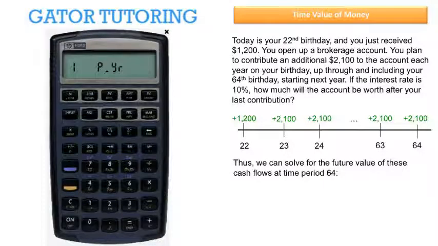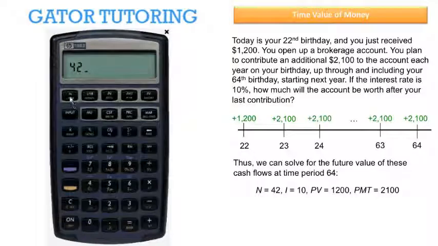So, starting with our calculator, we first enter the number of periods, 42. We then enter the interest rate, 10%. We then enter the present value, $1,200. And finally, we enter the amount of the annual payment, $2,100.